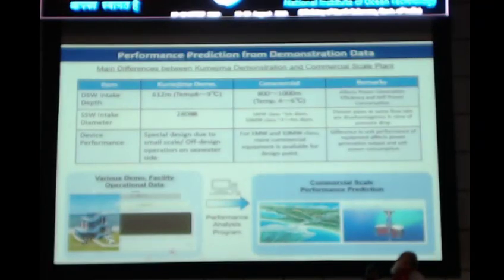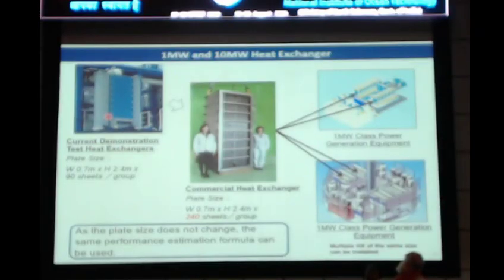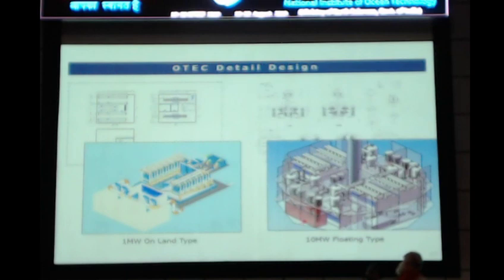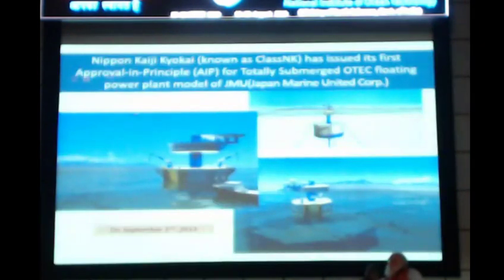So from this OTEC 100 kilowatt plant, we apply to the commercial plant. From our experimental data, we apply to 1 megawatt OTEC and 10 megawatt floating OTEC. After that, we designed using the Kumejima OTEC power plant data: a 1 megawatt onshore type and a 10 megawatt type. Now we are planning commercialization in Japan: next a 1 megawatt onshore type, then 10 megawatt offshore, finally 100 megawatt. Nippon Kaiji Kyokai issued the first approval in principle for the totally submerged floating power plant of Japan Marine United Corporation.